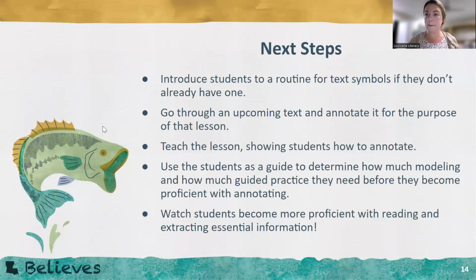Okay, so some next steps. You're going to introduce students to a routine for text symbols if they don't already have one. You can start there. Go through an upcoming text that you have coming up and annotate it for the purpose of that lesson. And I was in a training yesterday, actually, and it's something that sometimes I take for granted. Struggling students don't set a purpose or a goal for reading. And it was something I did with my students all the time. I helped them set a purpose and I eventually showed them how to set their own purpose.